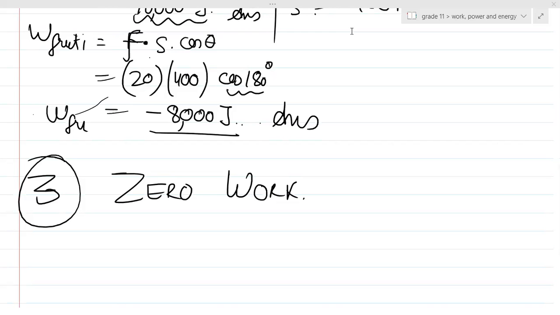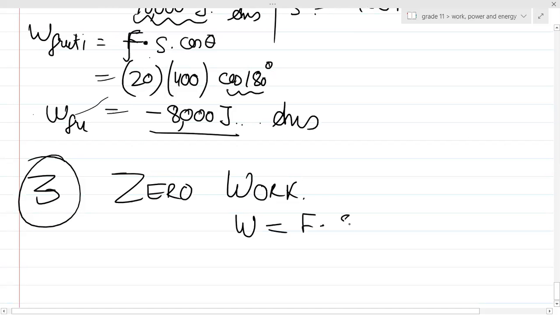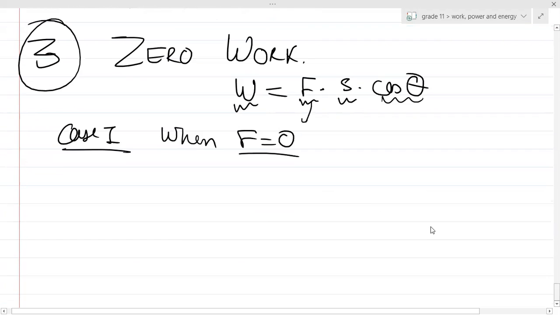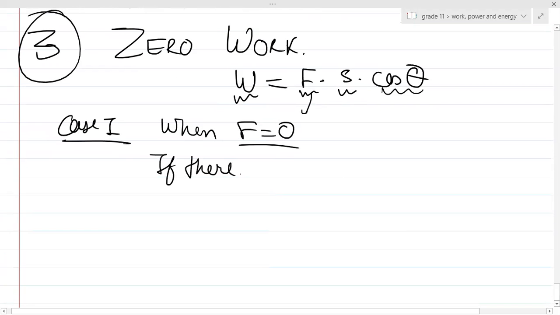Sir, what are the three types of zero work? I'm telling you that. So work done is F S cos theta. Now if you want this to be zero, it's not necessary that only this has to be zero. Even this can be zero, this can be zero. So basically, there are three cases of zero work. Case one: no force, when force is zero. If there is no force, then no movement? No, that's not the case. Movement will be there, but then whose work are we defining?